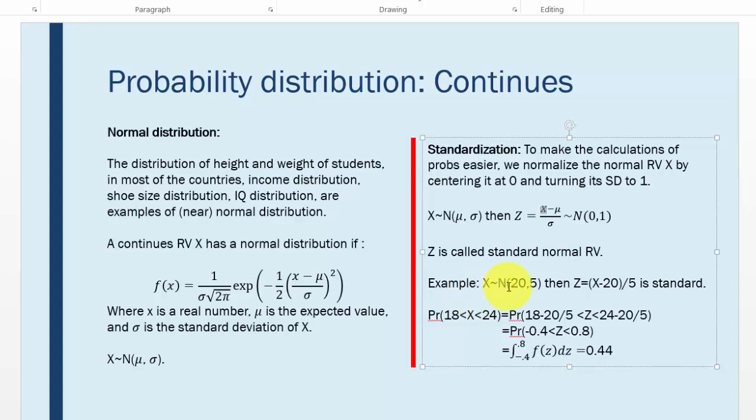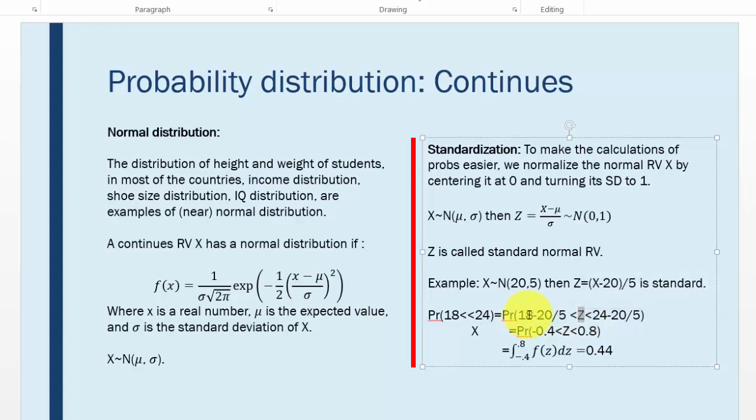Suppose X has a normal distribution with mean 20 and standard deviation 5. It can be the age of students at the university. Then Z equals (X minus 20) divided by 5 has a standard normal distribution. Then we can calculate the probability of, for example, X between 18 years and 24 years. That means we subtract the mean from all three parts here and divide all three parts by 5. By doing so, X is simply converted to Z, which is standard normal.